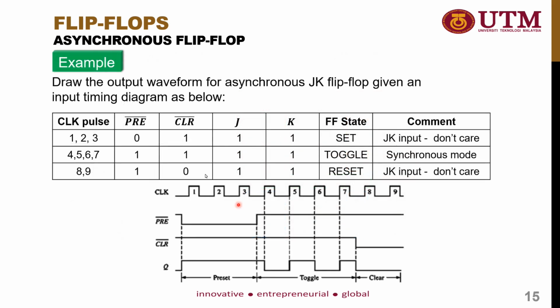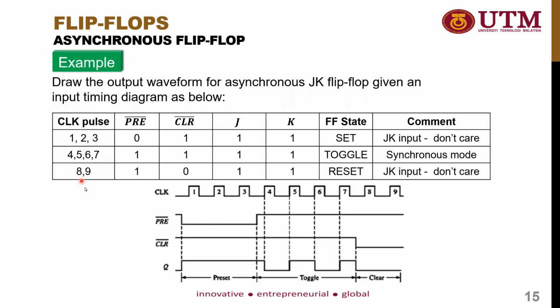So this is the example of the asynchronous flip-flop. The example is: draw the output waveform for asynchronous JK flip-flop given an input timing diagram as below. The example asks you to draw the output waveform, which is Q. It has given the CLK, which is the clock signal, the PRE bar input and the CLR bar input, and they want you to draw the output Q.